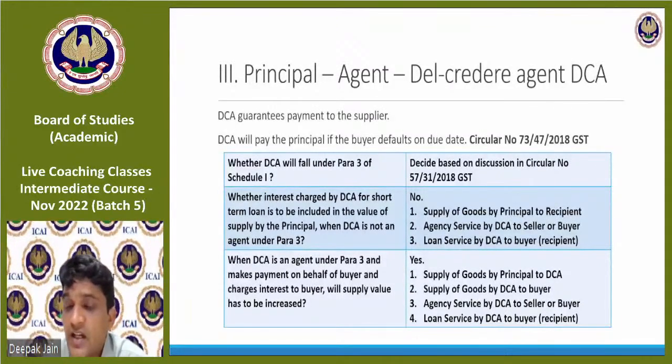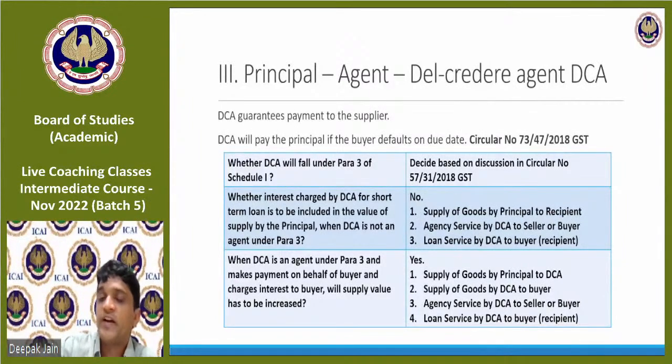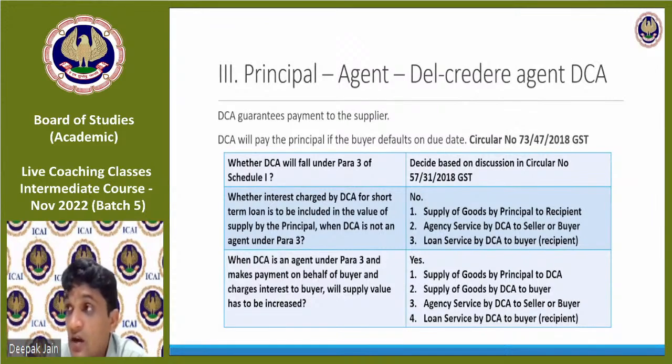Difference between agent and del credere agent. Agent is a person who will find your customer. That's the agent's work. A del credere agent will find you a customer and also tell that payment is secured. If he doesn't pay, you charge me interest, I will pay. Or sometimes he may tell that you charge interest to the customer directly also. That is the extra benefit we get from a del credere agent.